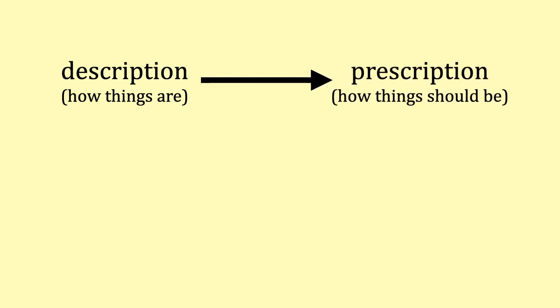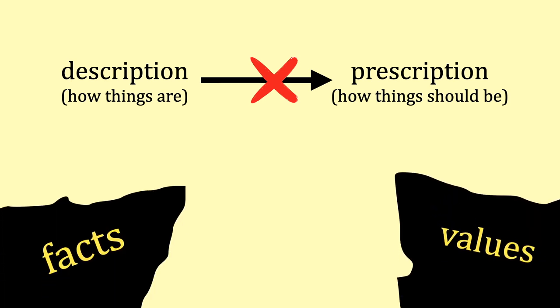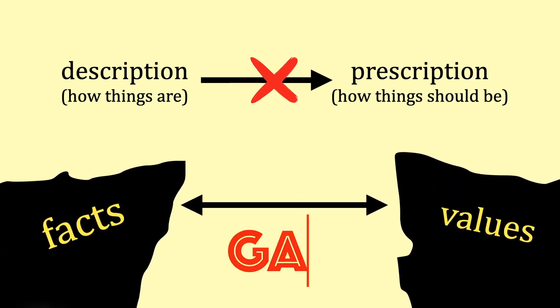You cannot logically move from a description of how things are to a prescription of how things should be. This is because there seems to be a gap between facts and values. Facts and values are just different things.